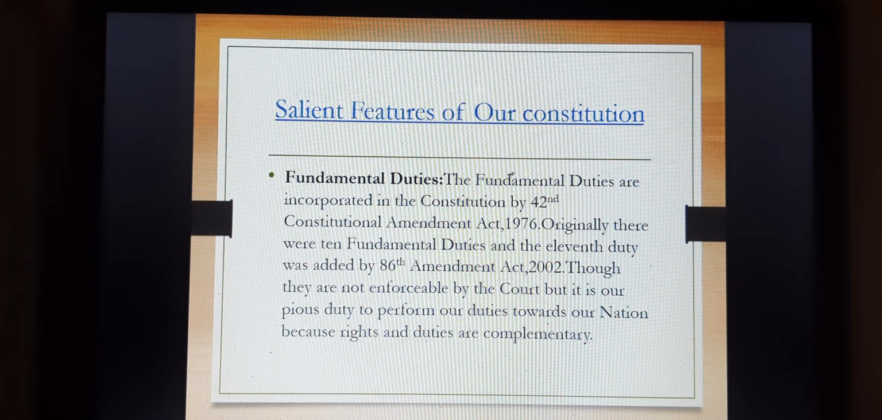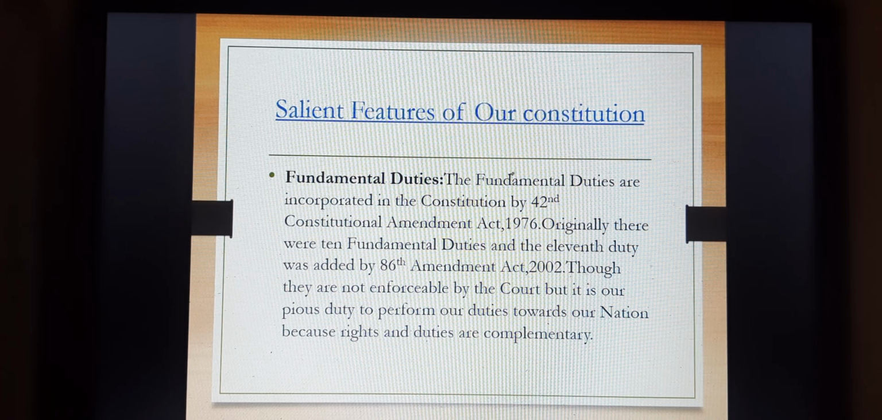Though they are not enforceable by the court, it is our pious duty to perform our duties towards our nation, because rights and duties are complementary to each other. So everybody has to follow the rights and duties, which means that we have to follow them, and both go hand in hand. What is the basic thing? That both of these go hand in hand. The rights are there for you, and the duties are also there for you. If you are liable to get the rights, you are also responsible to follow the duties.